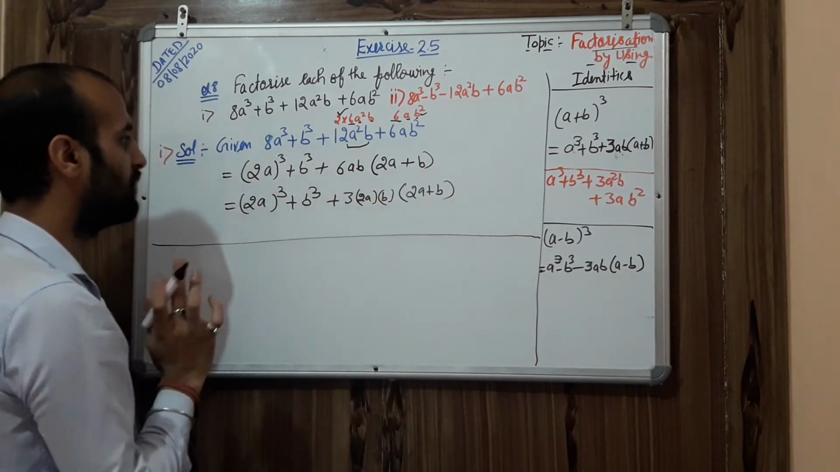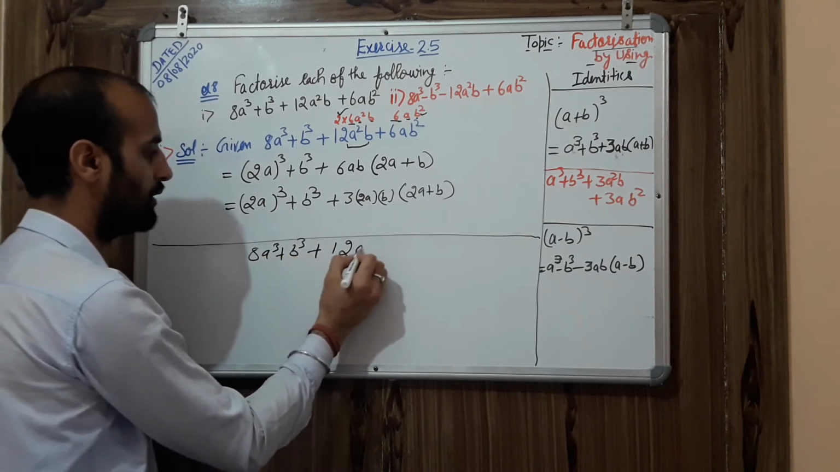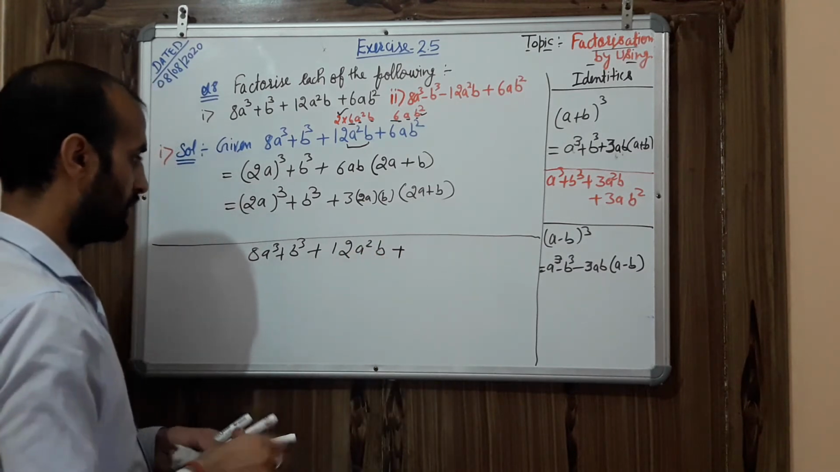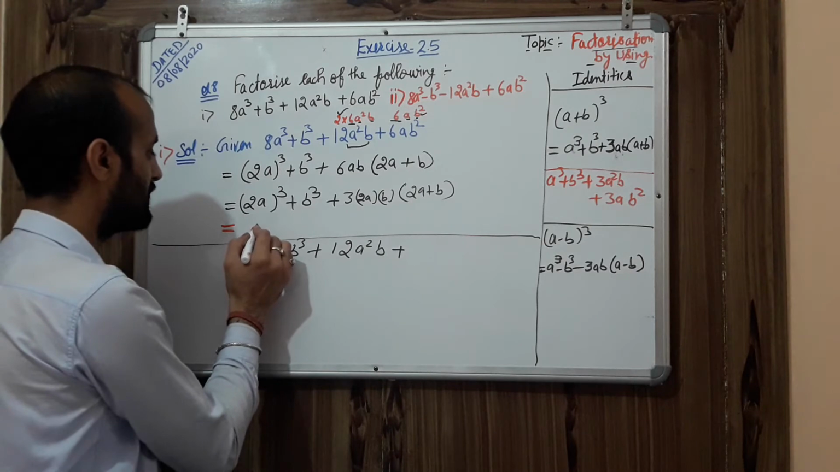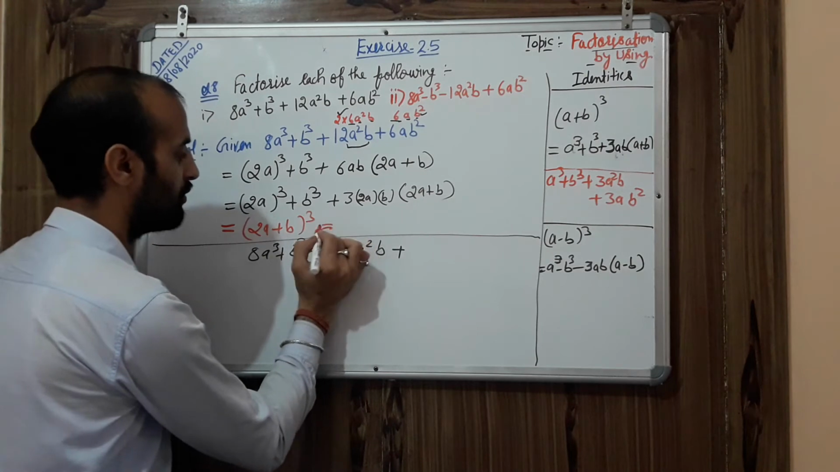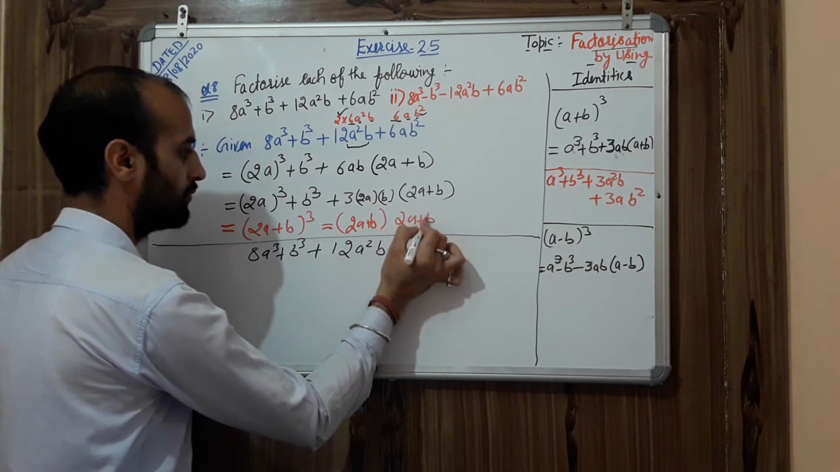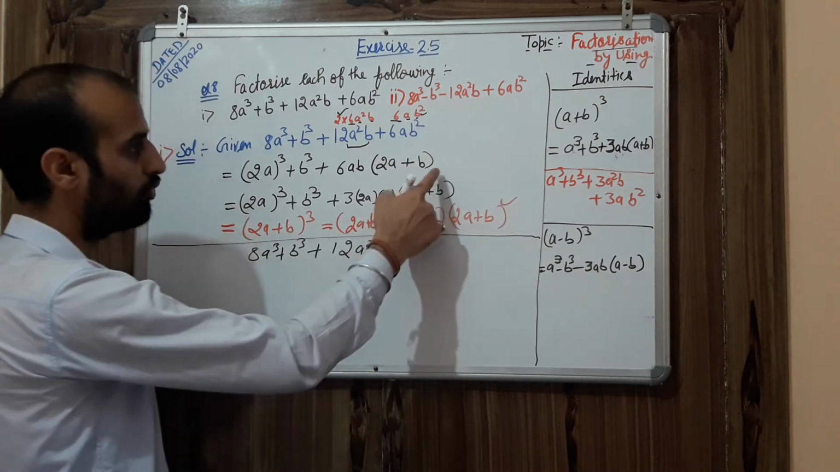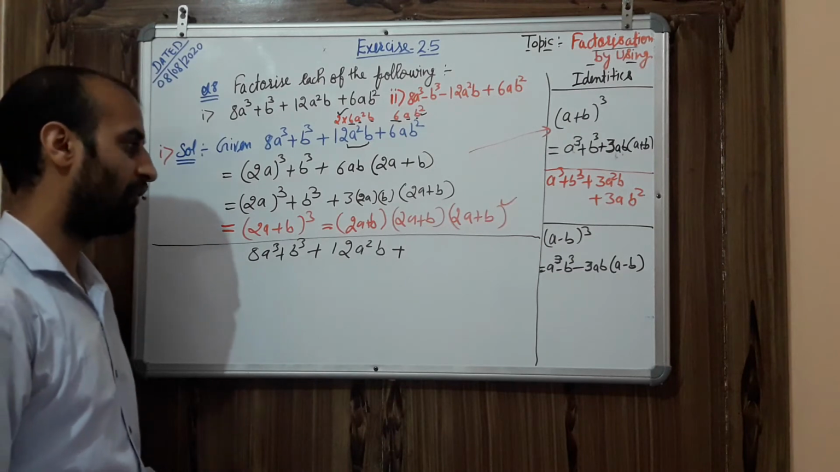Secondly, if you are not interested in doing it this way, you can solve directly. That is a cube plus b cube plus 12a square b plus. Here you need to write the overall answer. It becomes (2a plus b) whole cube, 2a plus b raised to power 3. And that means I can write this term 3 times. So this is the right answer. And you need to write it here by using the identity (a plus b) whole cube, and then you can find the right answer.